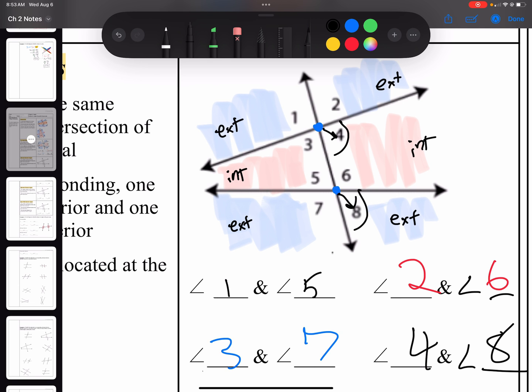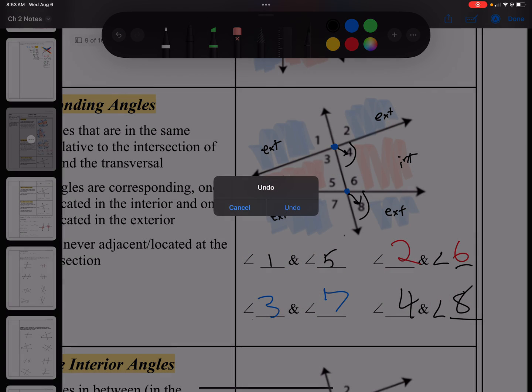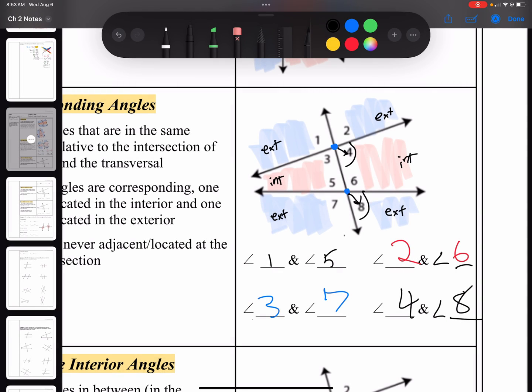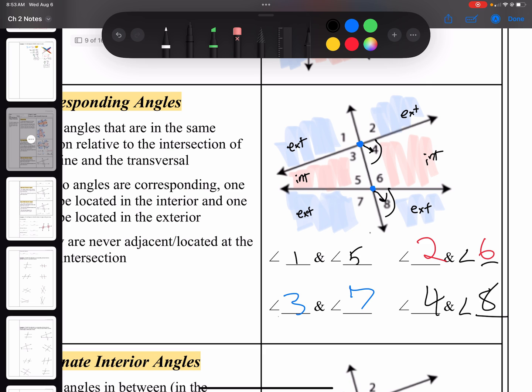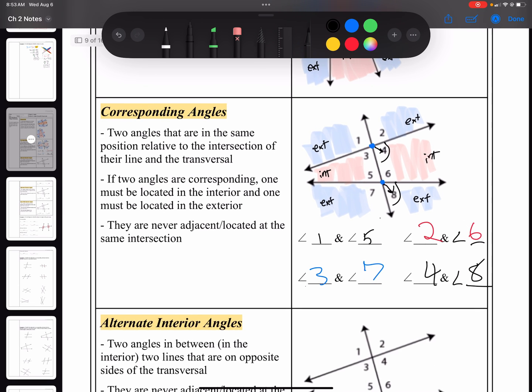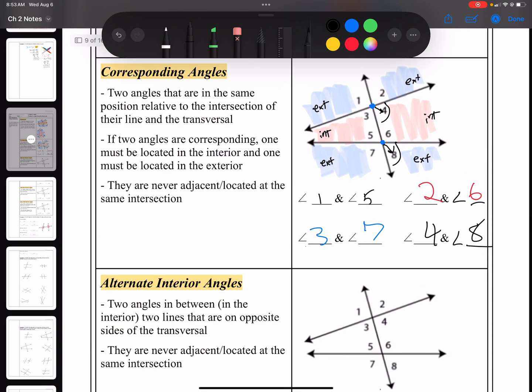Now we're going to see that all these special angle pairs have certain relationships in certain situations in another section. So the main goal of this section is to be able to identify that 4 and 8 are corresponding, because that's going to be part 1 of other things we're doing with these. So identifying them is important. Next is alternate interior angles.